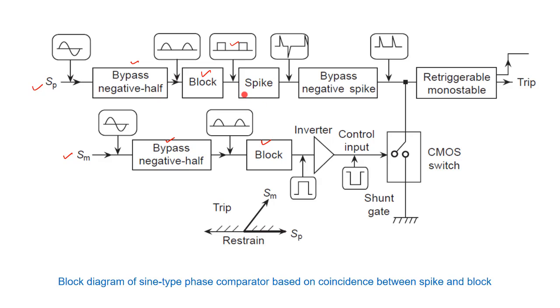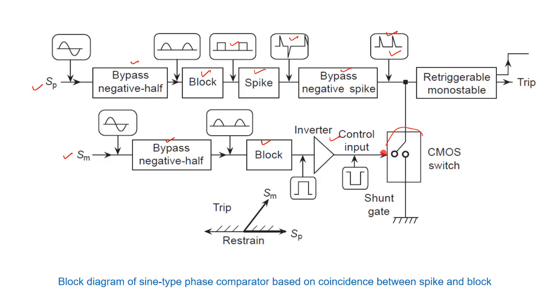Then after that we need to create the spike. Therefore we must have a spike block here for the case of Sp only, not for Sm. It will create the spike, and we also need to bypass the negative spikes; we only need the positive spikes, whenever there is the edge of the positive half cycle. So these are only the positive spikes. Now the output of the Sm block is fed through the inverter circuit, which just reverses it, and it is fed as a control input to the CMOS switch.